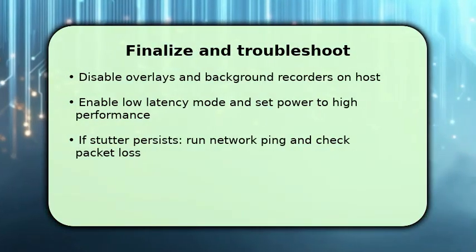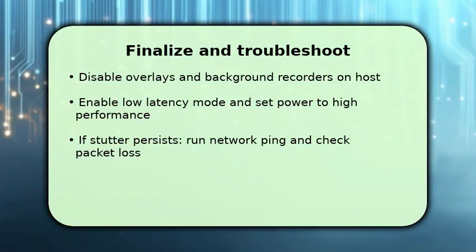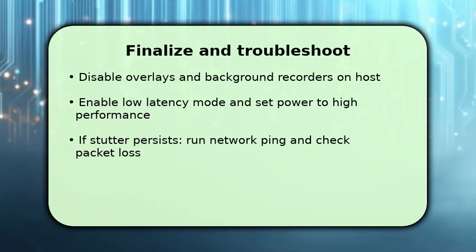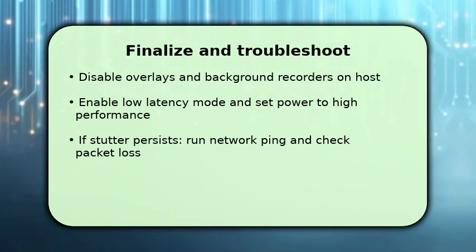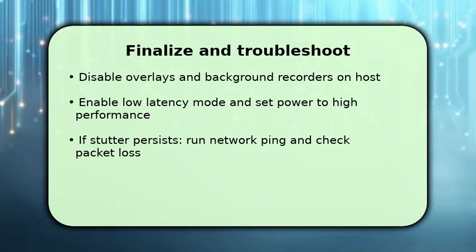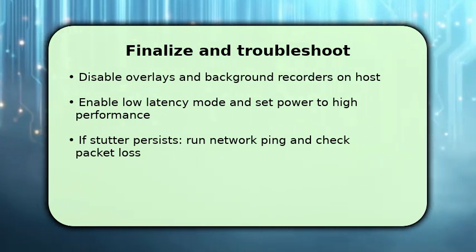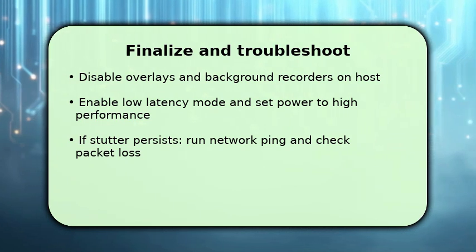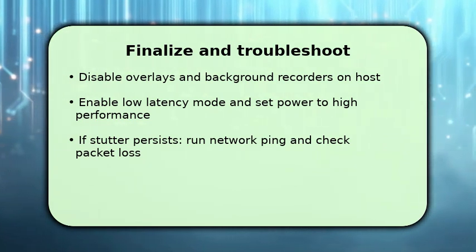Finish by removing competing tasks. Disable overlays, game recorders, and background uploads on the host because they steal cycles and bandwidth. Then set both host and client power plans to high performance and enable the app's low latency mode. This reduces frame pacing jitter.